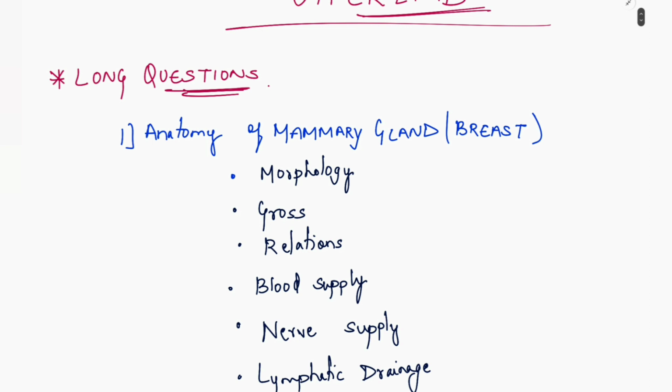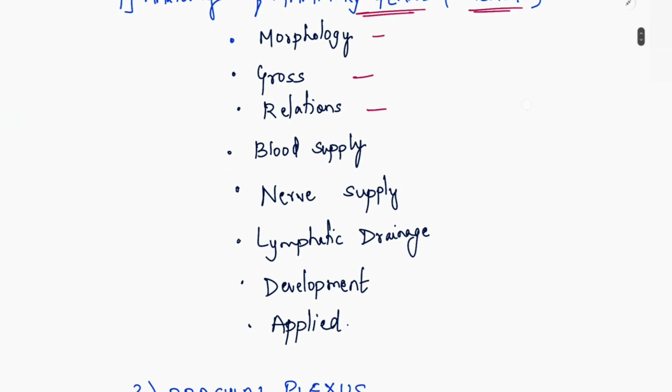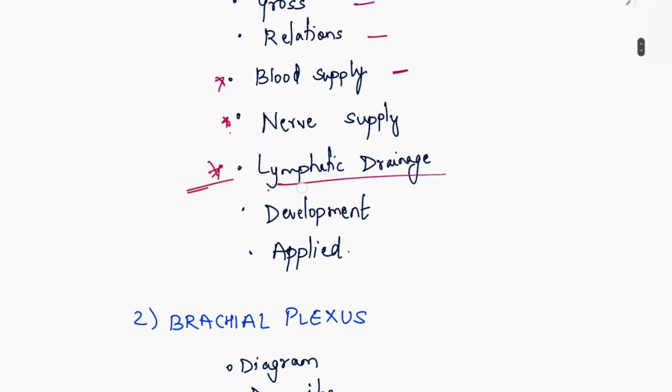From the long questions, the most important is the mammary gland, the anatomy of the mammary gland, also known as the breast. You have to discuss the morphology of the mammary gland, relations, blood supply, which is important, and nerve supply also. Lymphatic drainage is very important. The most important in the mammary gland is lymphatic drainage. If you don't get a long question from this topic, then you can get a 5 marks question specifically on the lymphatic drainage of the breast. So either way, this is a very important topic.